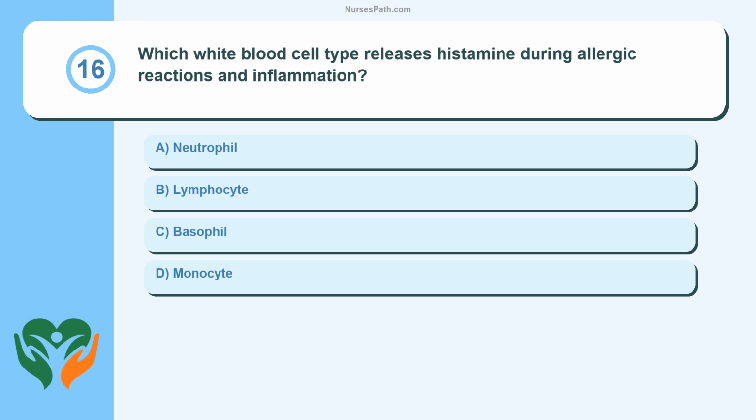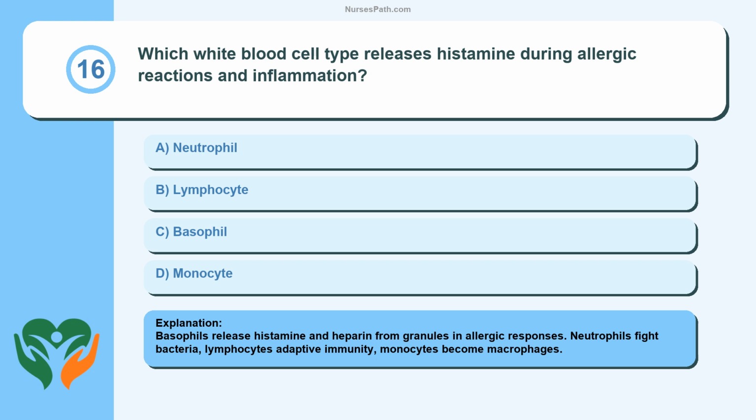Question 16. Which white blood cell type releases histamine during allergic reactions and inflammation? Neutrophil, lymphocyte, basophil, monocyte. Basophils release histamine and heparin from granules in allergic responses. Neutrophils fight bacteria, lymphocytes handle adaptive immunity, monocytes become macrophages.